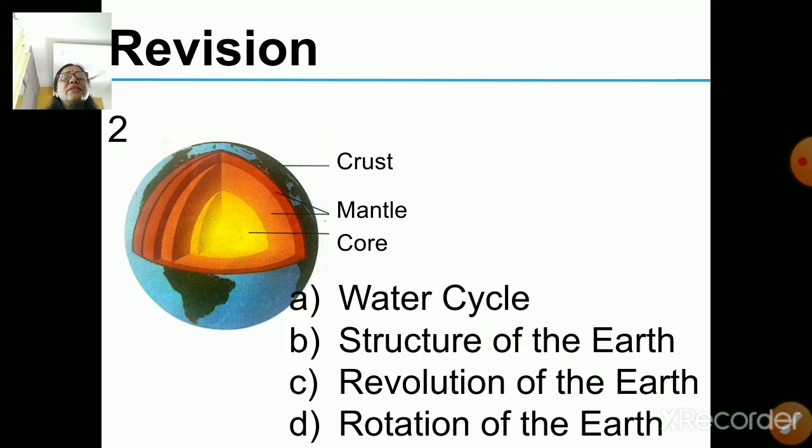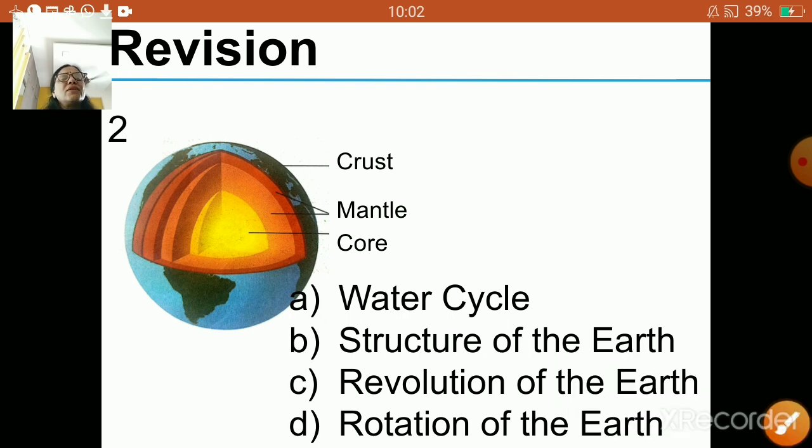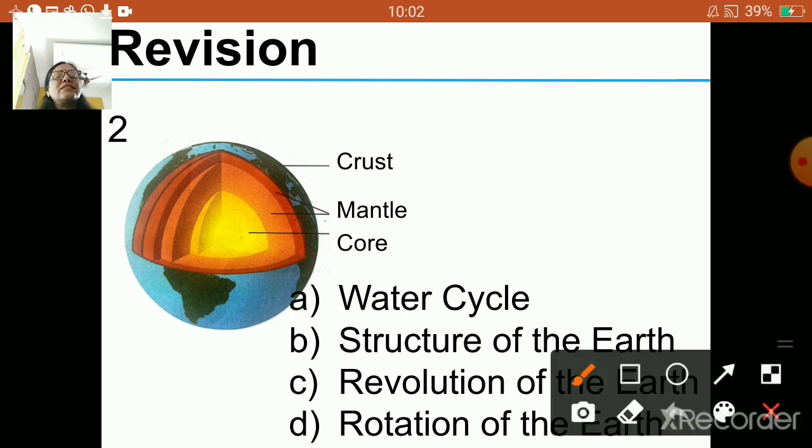Right, children? Next one, here, look at the picture. What is it? Is it a water cycle? Is it a structure of the earth? Is it revolution of the earth or rotation of the earth? Okay, tell me. So yes, it is the structure of the earth.